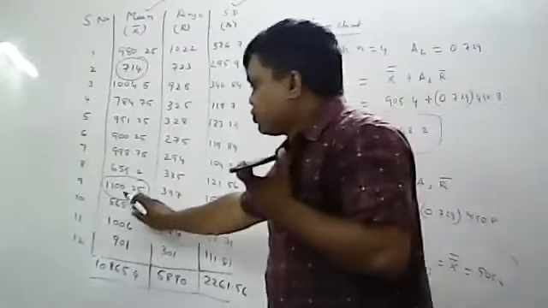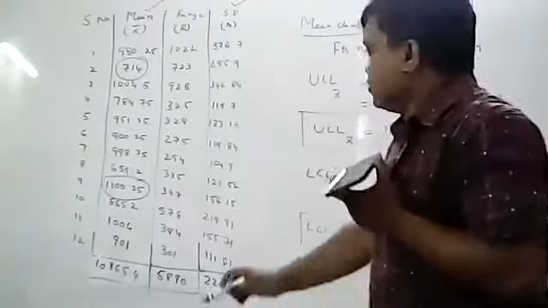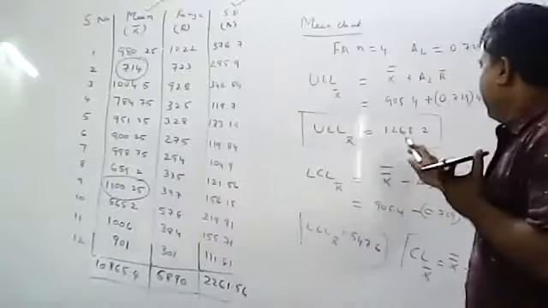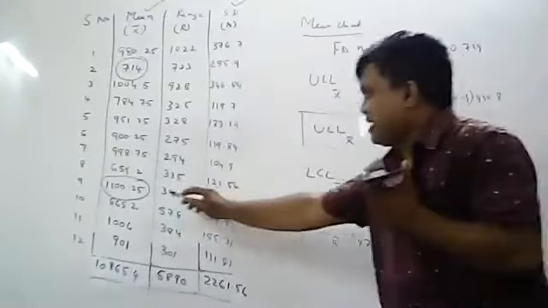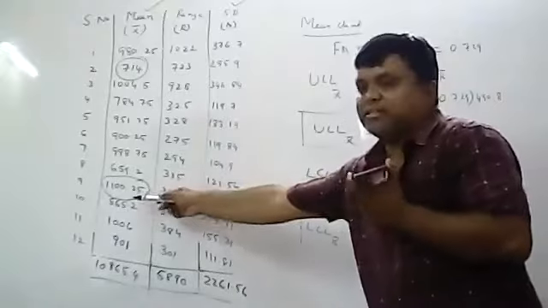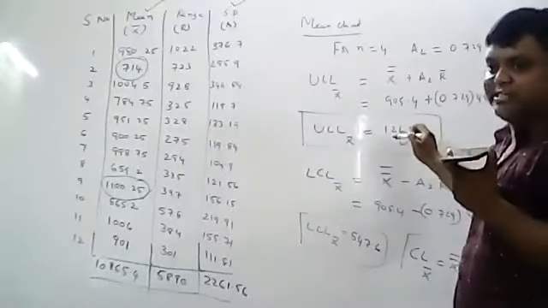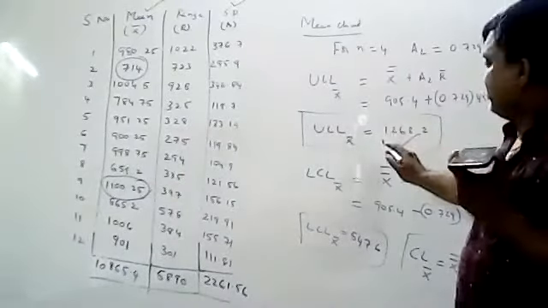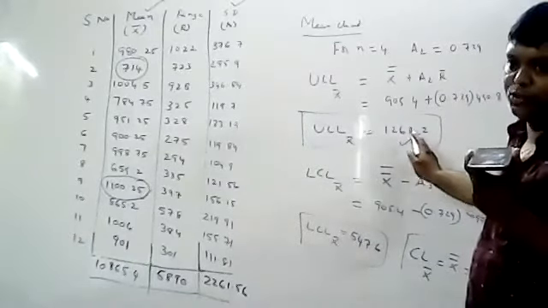So the maximum value should always be compared with UCL. What is the UCL value? 1263.2. Maximum value got 1100.25. Which is maximum, 1200 or this one? So 1263. So scale should be up to 1300, because 1263 is there.